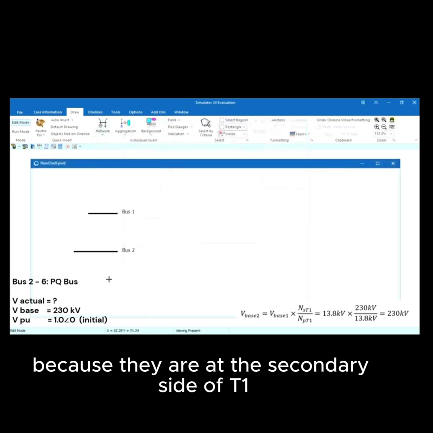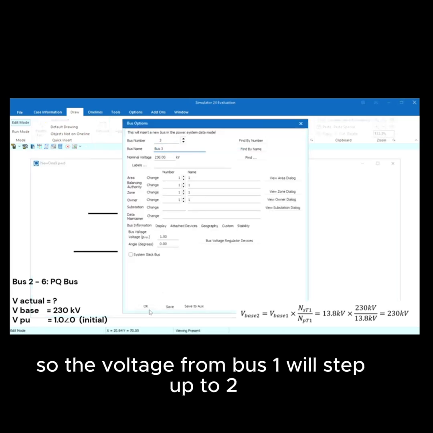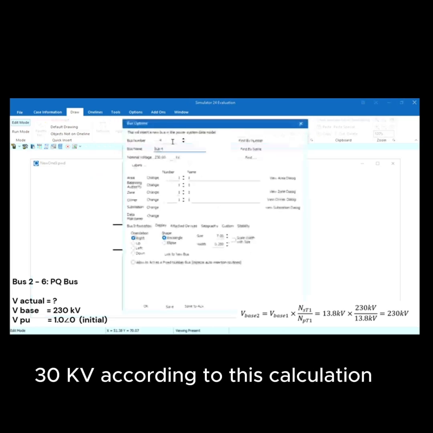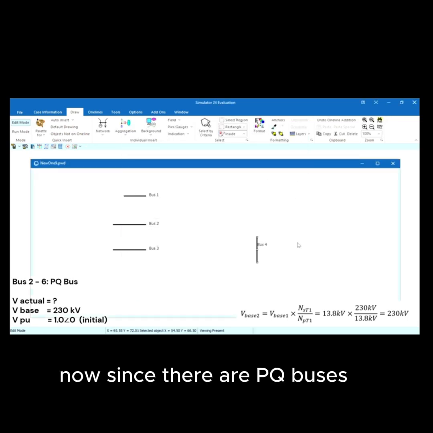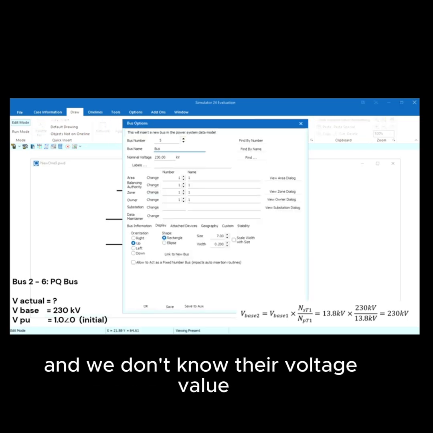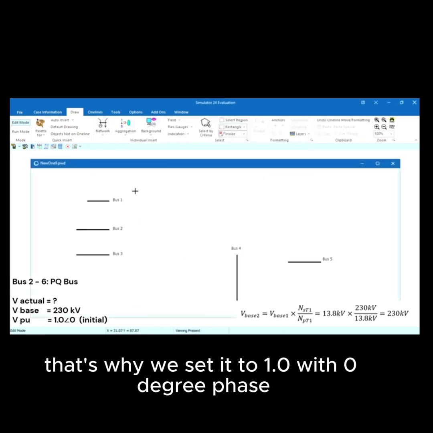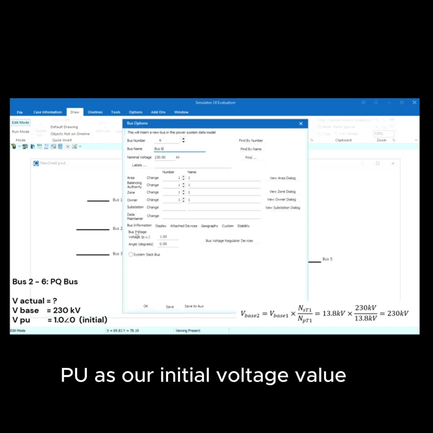Why? Because they are at the secondary side of T1, so the voltage from bus 1 will step up to 230 kV according to this calculation. Now since they are PQ buses and we don't know their voltage value, that's why we set it to 1.0 with 0° phase PU as our initial voltage value.